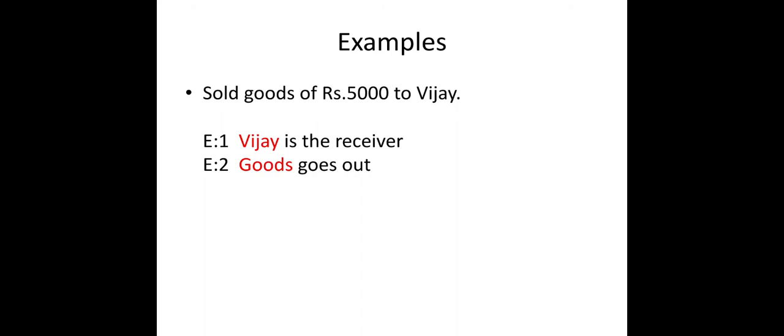But what about name of account? Yes, let's decide for effect number one. It is easy. Vijay is the receiver. So what is the main word? Vijay. Okay, so name of account is Vijay. But in effect number two, goods goes out. So we cannot write goods account, because why goods goes out? Because we are selling it. And whenever we sell the goods, the name of account is sales account. Okay. So name of account, student, it is written here. You can understand Vijay account and sales account.